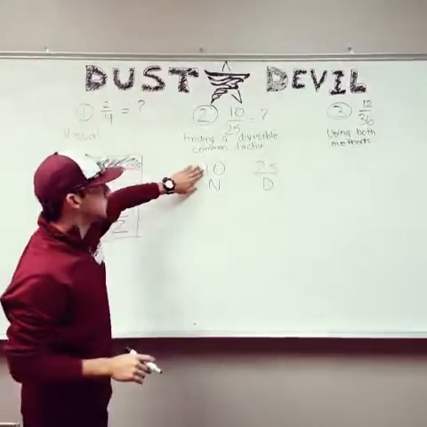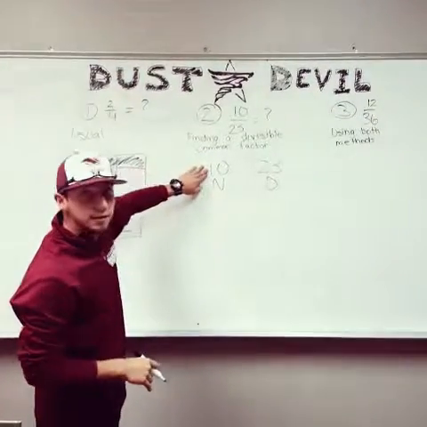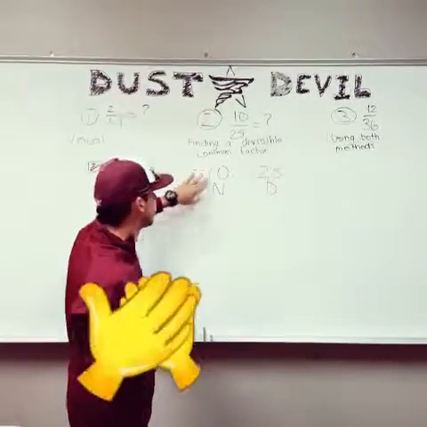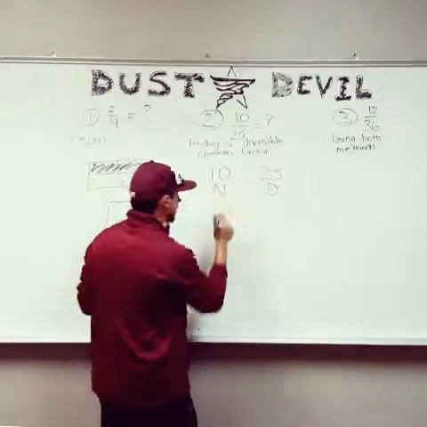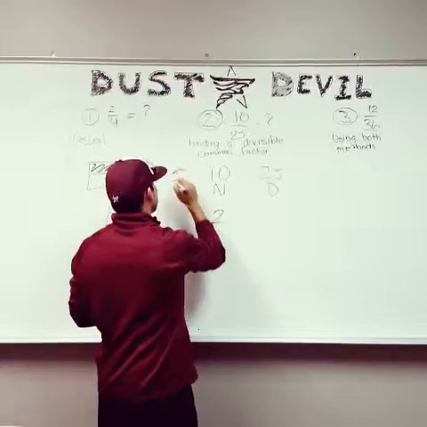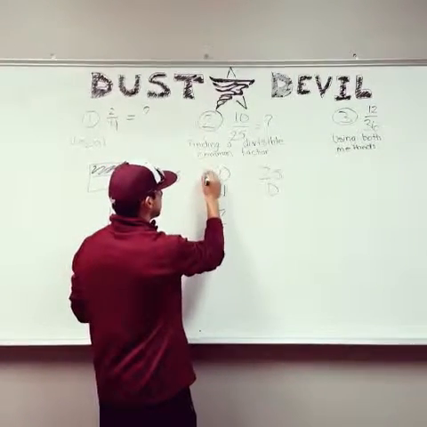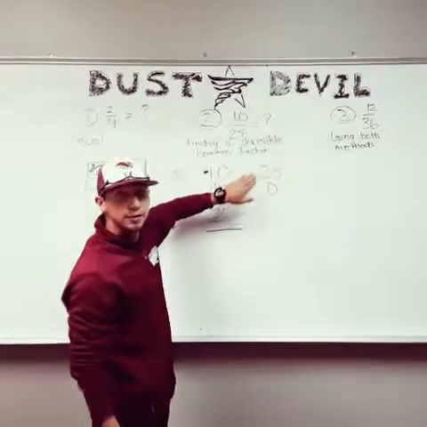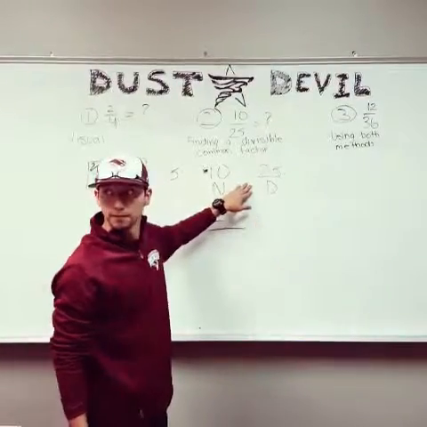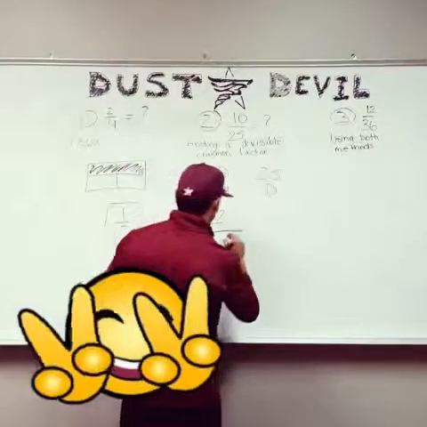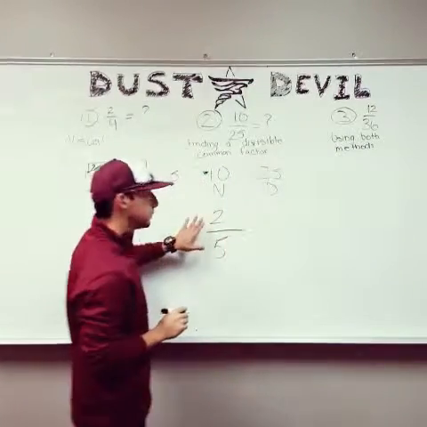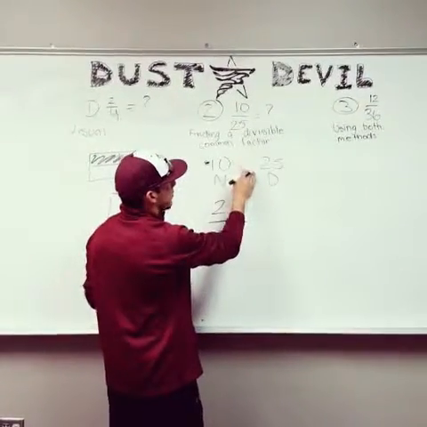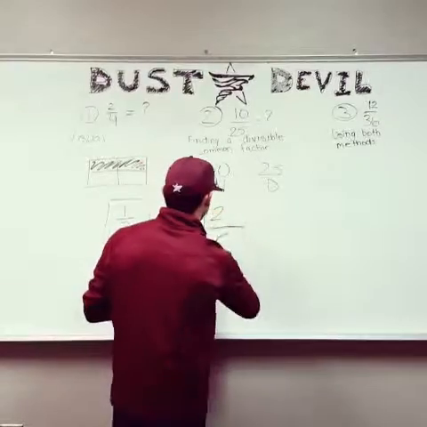Now, in order for these to be separated into common factors of 5, how many 5s fit into 10? Anyone? 2. Thank you very much. So 2 5s fit into 10, so that shall be our numerator. Now, how many 5s fit into 25? Anyone? 5. Thank you very much, Timothy, once again. There you go. 2 over 5 is now our simplified fraction, and that is by using the number 5 as a common factor of both.